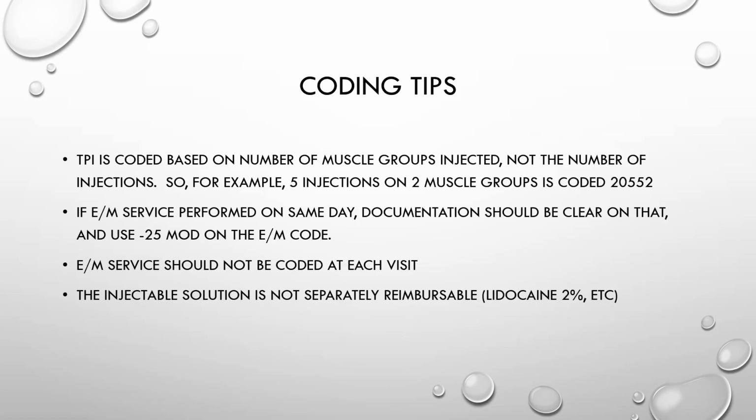Now, some coding tips for the trigger point injections. Number one, TPI is coded based on the number of muscle groups injected, not the number of injections. And I see this as a common error. What I've seen in the past is doctors or the nurse practitioner will do 8 different injections, and then they will code at 20553 because they did 8 injections. But the injections were all in the cervical and thoracic area, and it only represented 2 muscle groups. And so the correct code would actually be a 20552. So be aware of that.